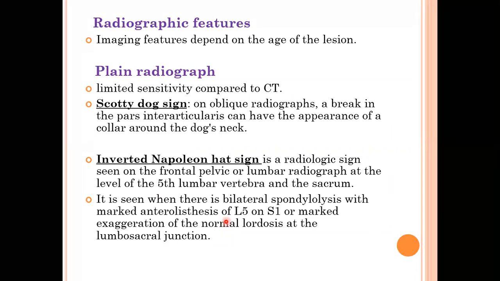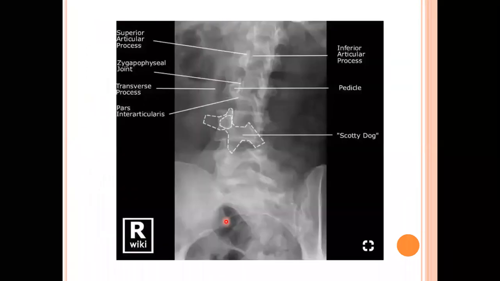We will see this in the images. Inverted Napoleon hat sign: it is a radiological sign seen on the frontal pelvic or lumbar radiograph at the level of the fifth lumbar vertebra and the sacrum. It is seen when there is a bilateral spondylolysis with marked anterior listhesis of L5 on S1 vertebra, or marked exaggeration of the normal lordosis at the lumbosacral junction.